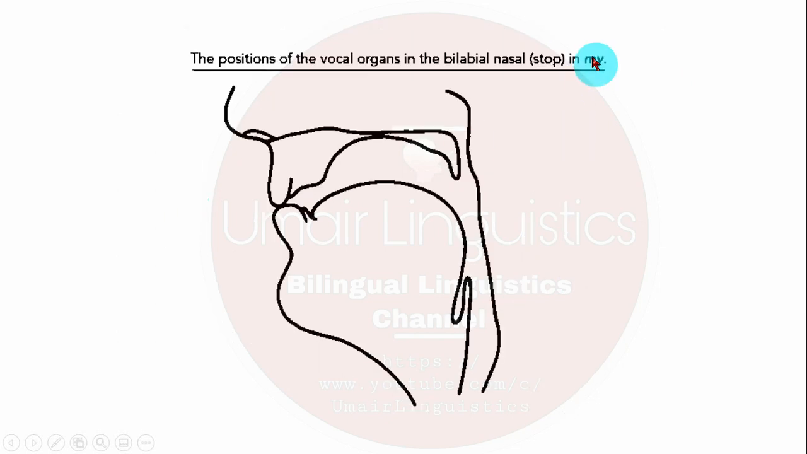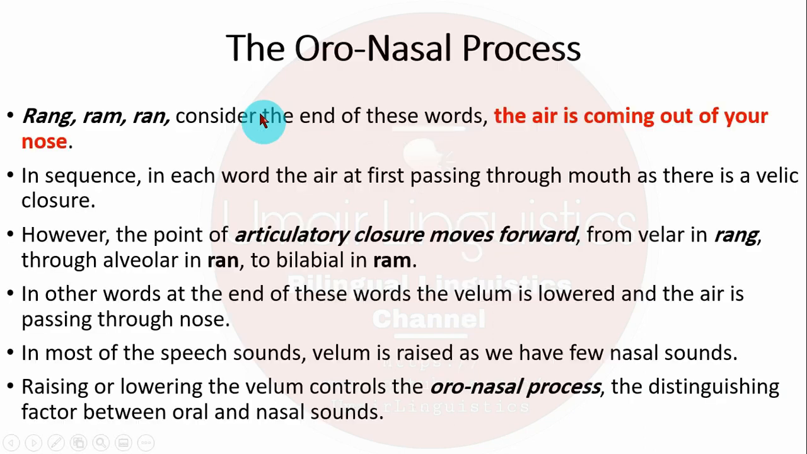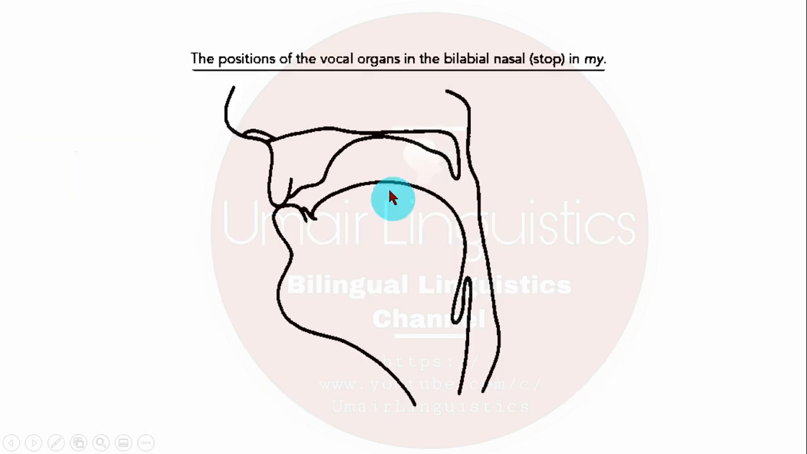But if we say a word like my, the first sound is a nasal sound, so you can see the velum is not raised, but lowered, or forward to some extent, and now the air is passing through the nasal cavity. Same is the case at the end of these words: rang, ram, and ran. In all three words the velum is lowered, so the air is passing at the end of all three words through the nose.